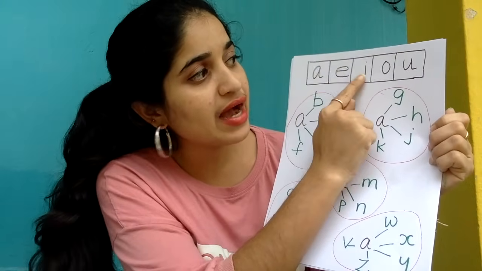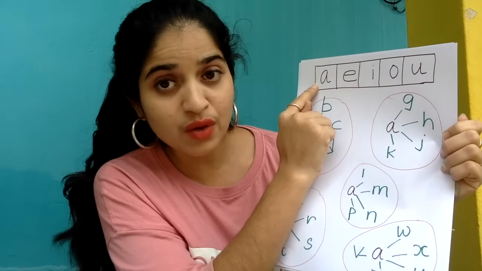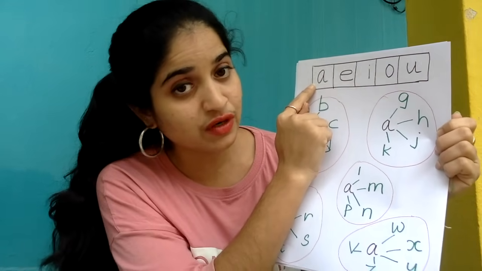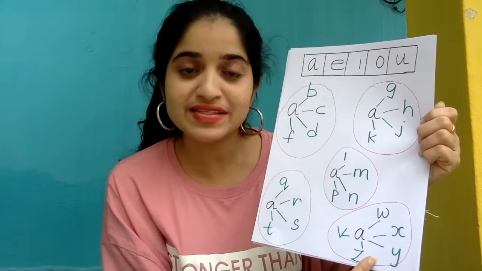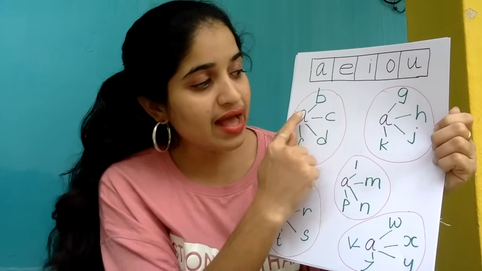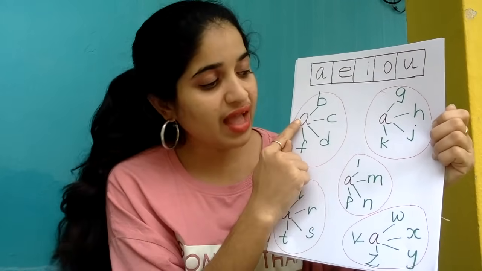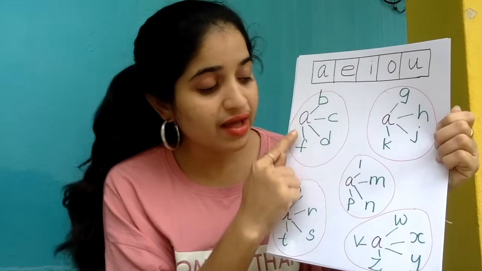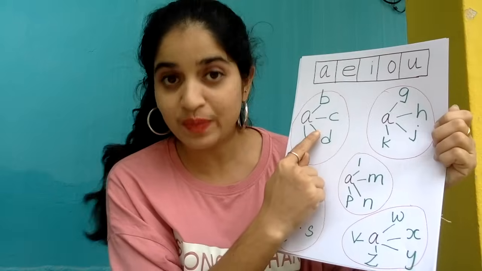So here we have taken the vowels list over here. A, E, I, O, U. First, let's blend the vowel A with the rest of the consonants. So let's make 5 groups of vowel consonant blends like this. A, B, ab, ak, d, ad, f, af. So this is the first group of vowel consonant blend.